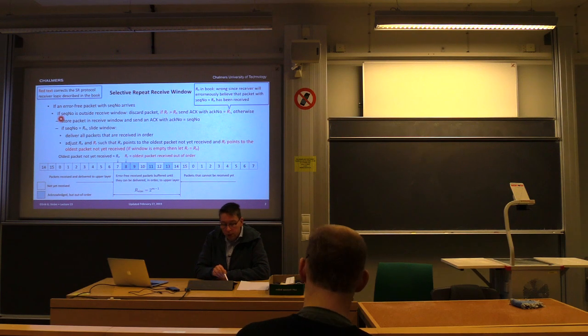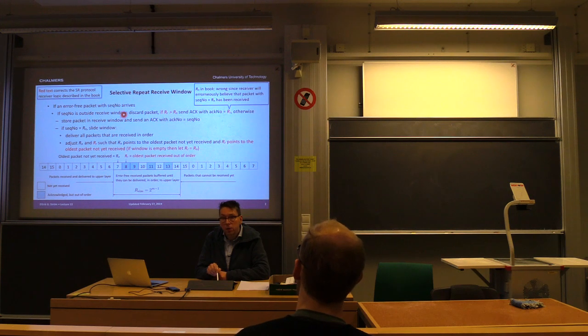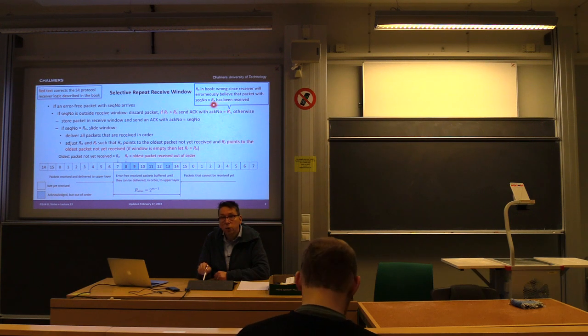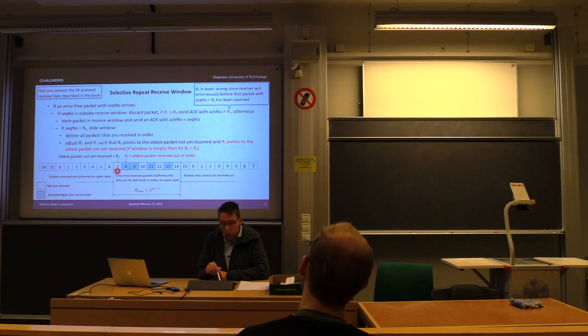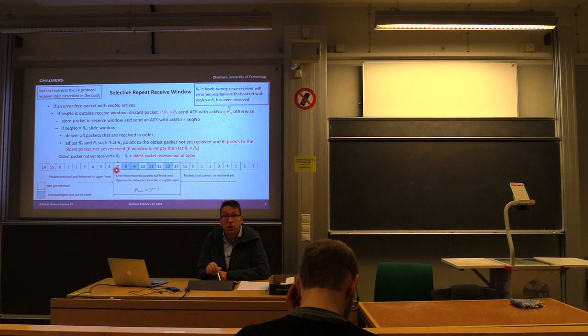And the main problem with this was that, so this is the receiver logic. If an error-free packet with a certain sequence number arrives, then if the sequence number is outside the receive window, and here was the problem, then the packet was discarded. That's not the problem. But then there was an acknowledgement sent with the sequence number, which was equal to Rn in the book. And that's the problem, because Rn points at the oldest packet not yet received. Okay. And this would then fool the transmitter in believing that this packet has actually been received. And this is the error.